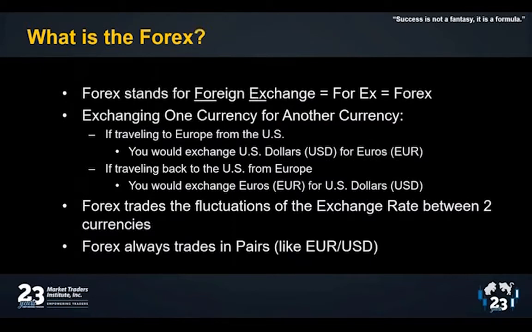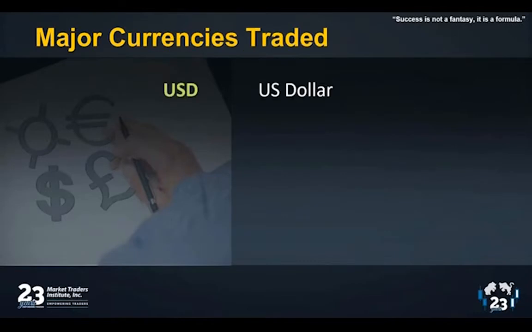And the Forex always trades in pairs. It just means it's one currency compared to another. So the US dollar, the euro, the Swiss franc, the Japanese yen, the Aussie dollar, Canadian dollar. That's all it is. It's just exchanging money. So it really is not very complicated at all.